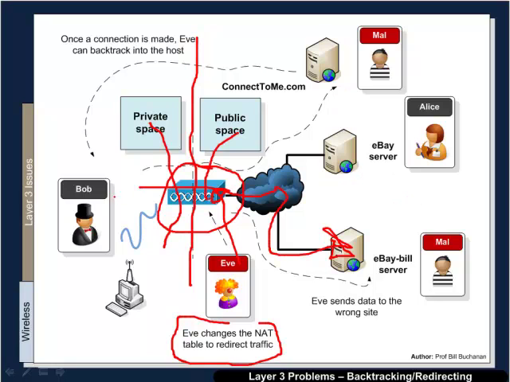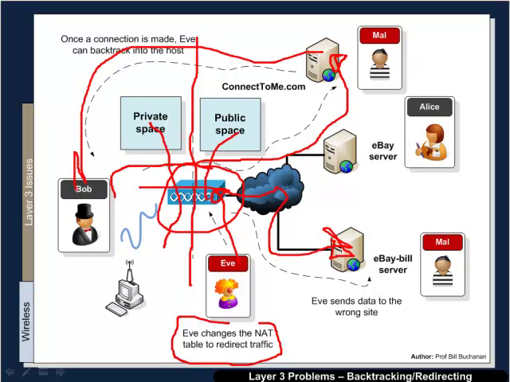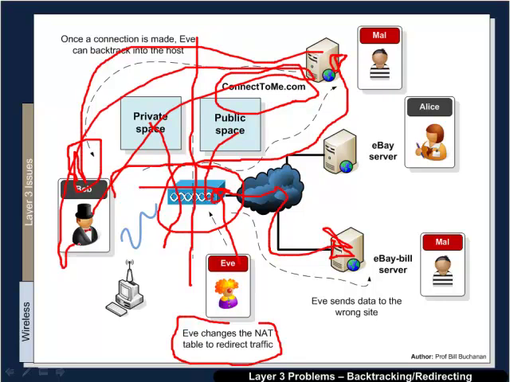Also, it is possible, once there is a connection from NAT to a server, to have a backtracking attack where a user can then log back in to the system. So for this, Mal has set up connecttome.com, has attracted Bob in. Once Bob connects, then there is now a backtrack through the access point onto the user's machine. These are backtracking and redirection.